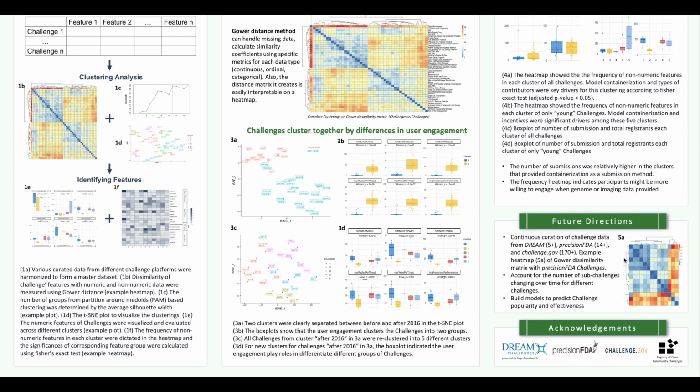For example, figure 4a shows the Gower dissimilarity matrix of the 14 precisionFDA challenges, and we can already see one outstanding cluster, which we will further explore. Once we acquire enough data and are comfortable with selected features, we could build predictive models for effective and popular challenges.